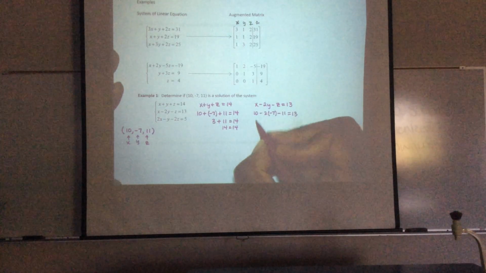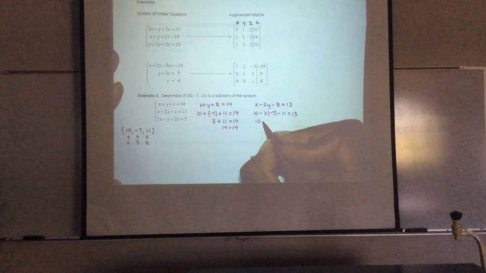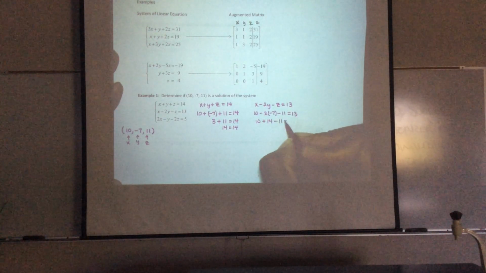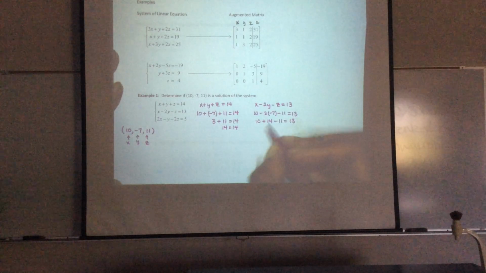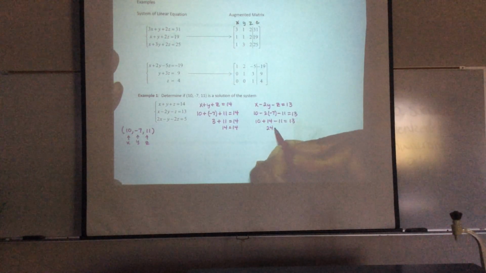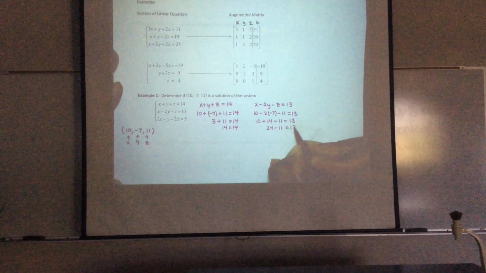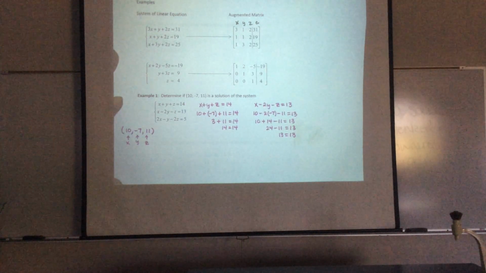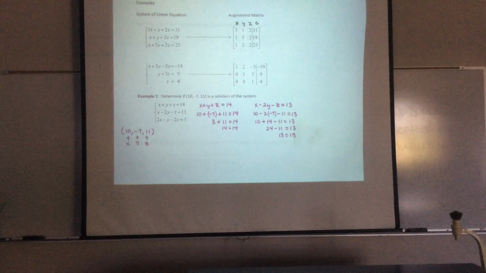Okay, if I bring down the 10, minus 2 times the negative 7 will be a plus 14, minus 11 should equal 13. Add 10 plus 14, you'll get 24. 24 minus 11 will give us 13. And 13 does equal 13, so we know it's true for the second equation.